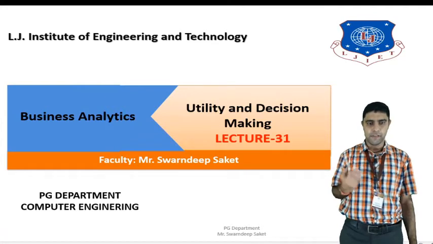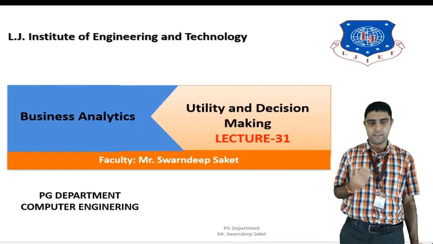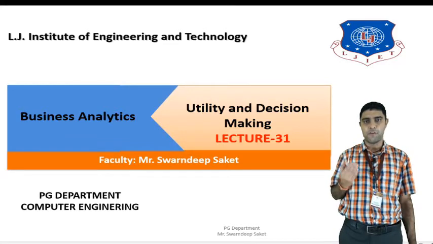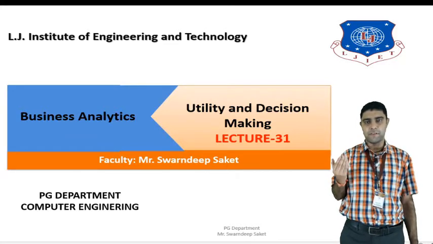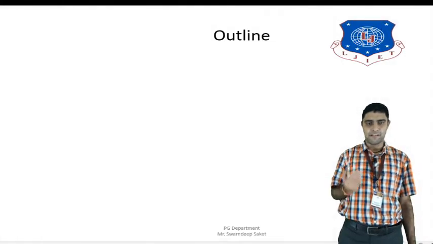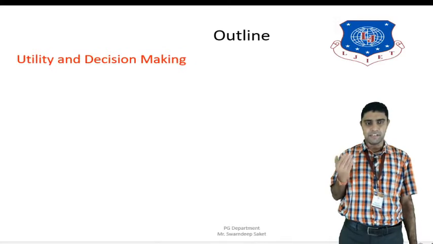So, what is utility? Utility is monetary value which is not indicating true value, and it is also used for the value of the overall result of a decision. The overall result of a decision is called utility. So we will see the outline of today's lecture, that is utility and decision making.